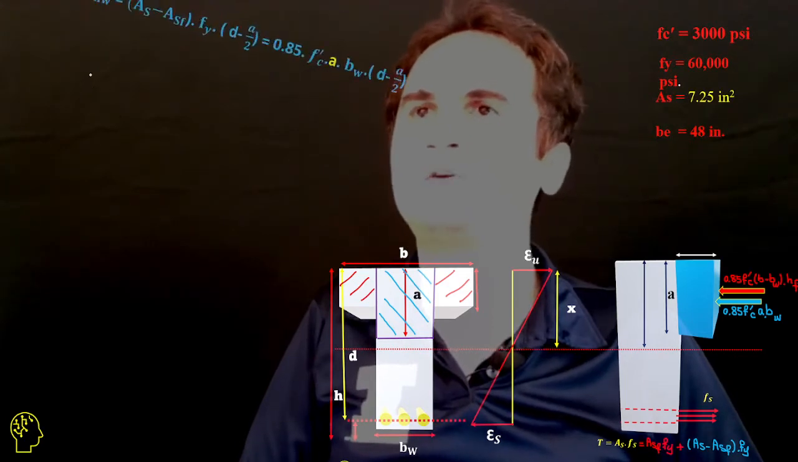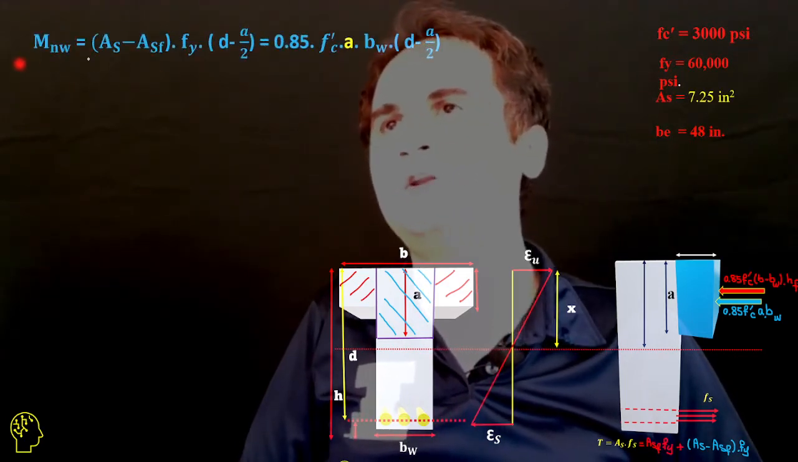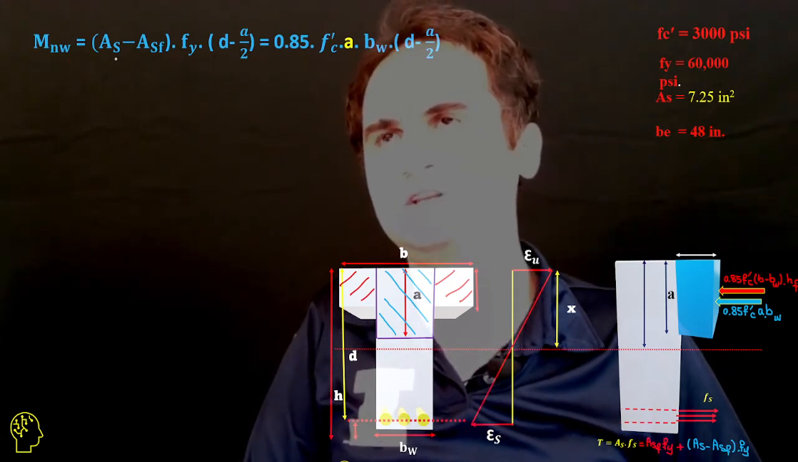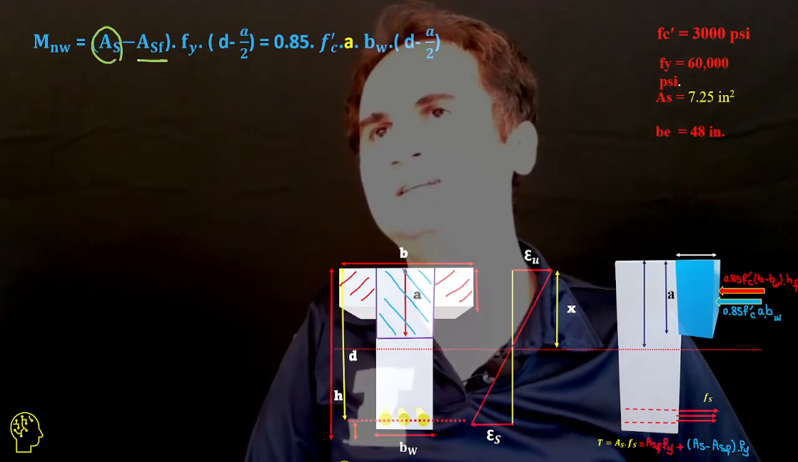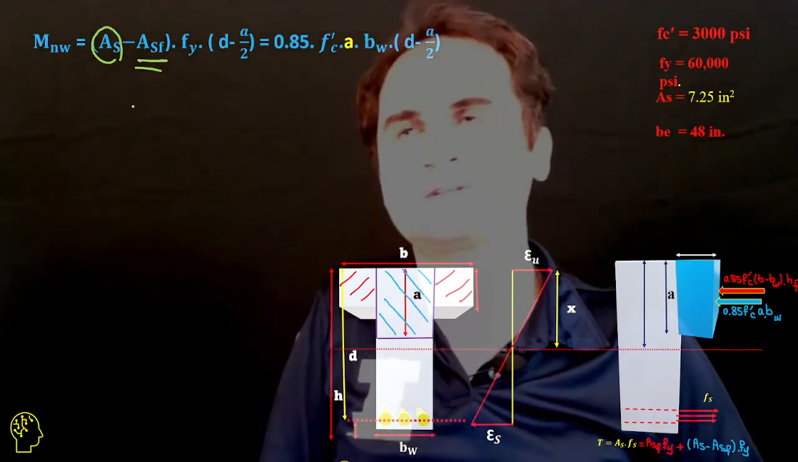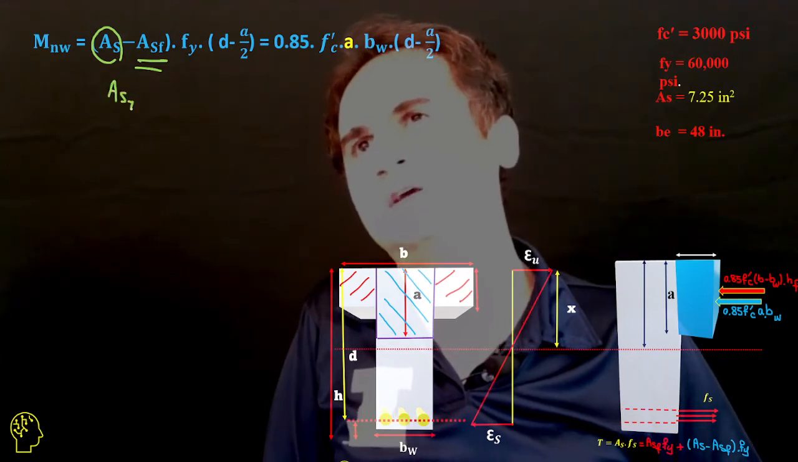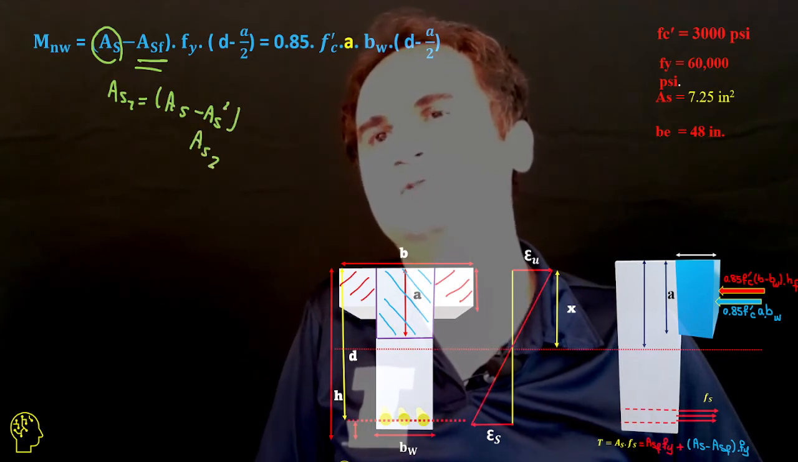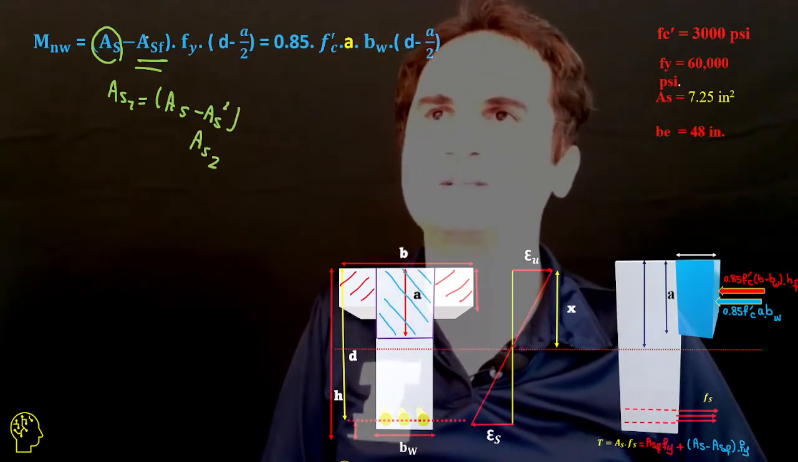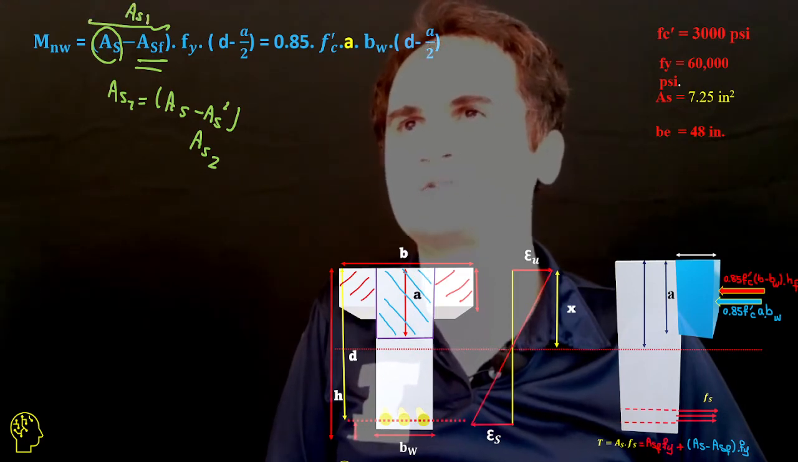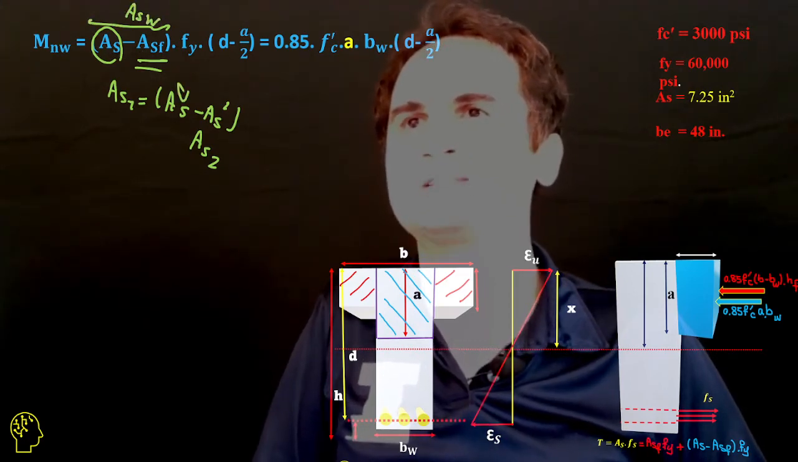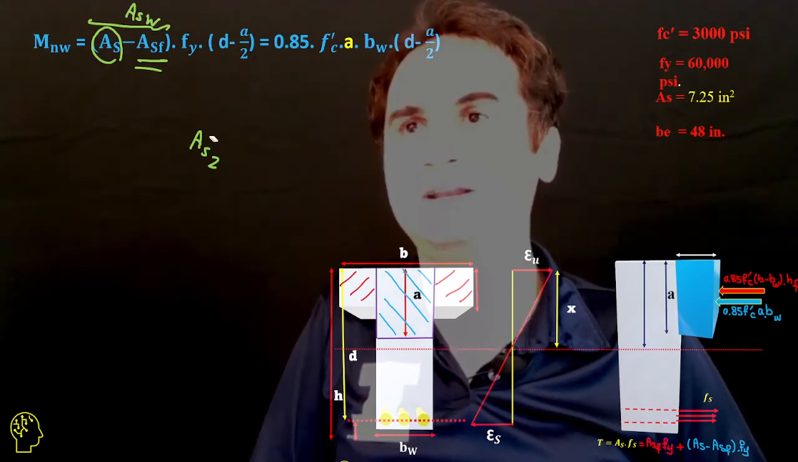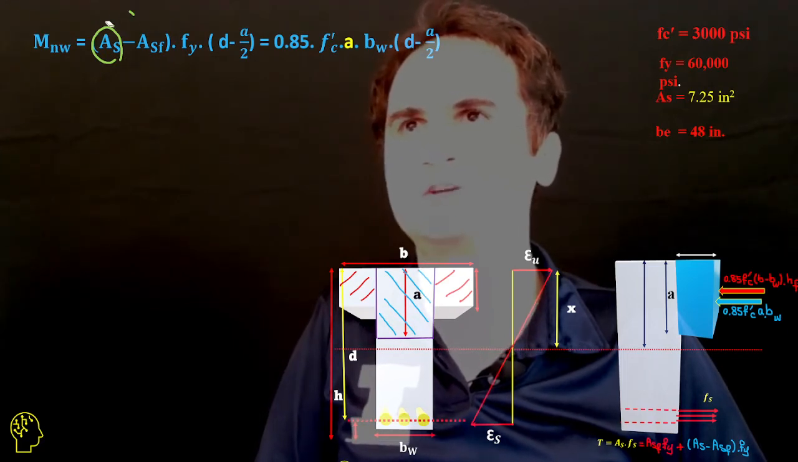And the other part of the problem is the nominal moment due to the web part, and that's As minus As of flange. We need to subtract the area of steel, like what we did in the double reinforced section. If you remember, As1 was equal to As minus As prime, or As2. Likewise, we do the same here: As responsible for the web is total As minus As for the flange. It's very similar, not identical, to the double reinforced situation.